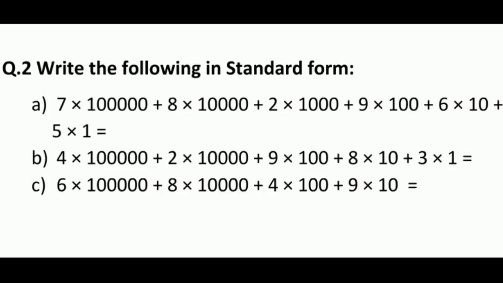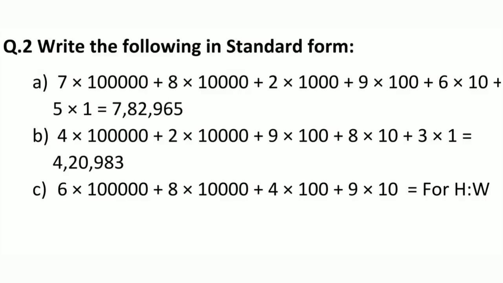For writing the standard form we just take the face value of each number. For 7 into 1 lakh the face value is 7. For 8 into 10,000 face value is 8. For 2 into 1000 face value is 2. For 9 into 100 face value is 9. For 6 into 10 face value is 6. And for 5 into 1 face value is 5. So we combine them and write them as 7,82,965. Moving on to the B part.